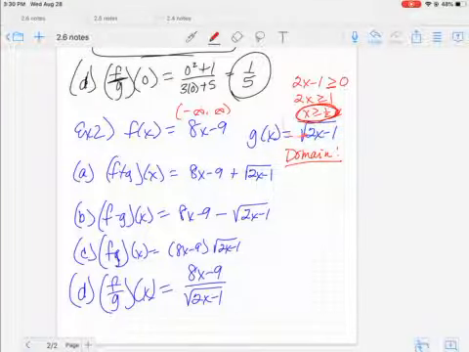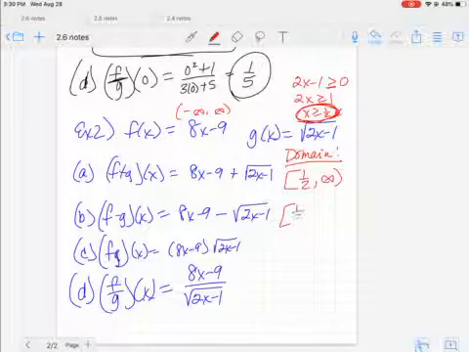So therefore, the domain is going to be from 1/2 to infinity, because it's all the x values that are greater than or equal to 1/2. So we use that bracket again because it's an or equal to. And then your domain here will be the same. Now what about this? Because it's all where they intersect, right?